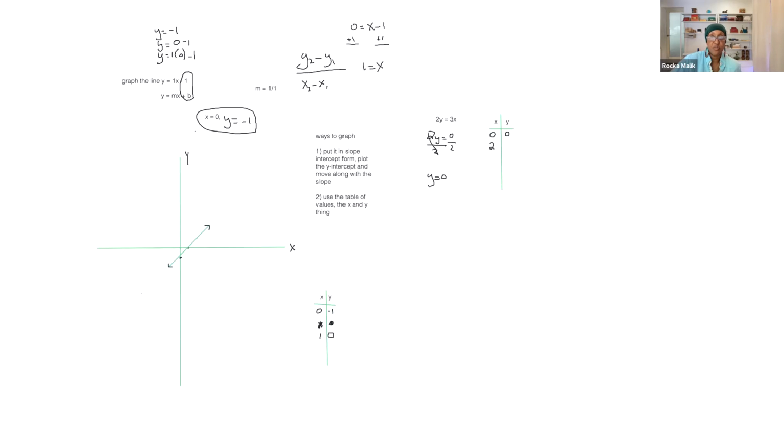So if X is 2, I have 2y equals 3 times the 2 that I just made up for X. So I have 2y equals 6. Divide both sides by 2.